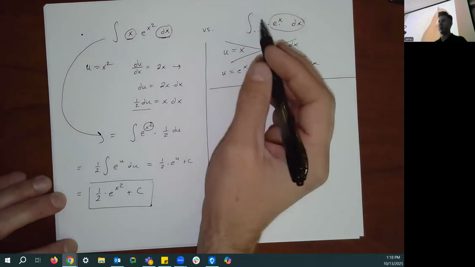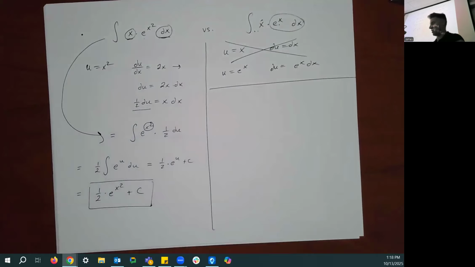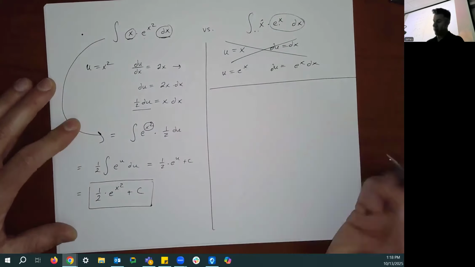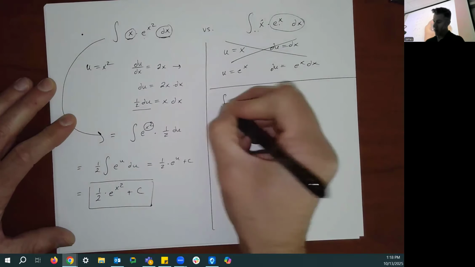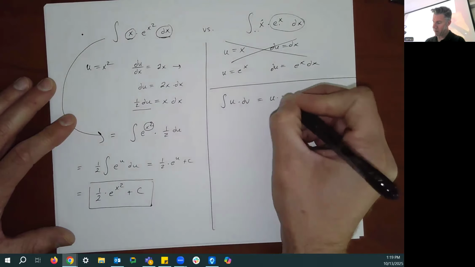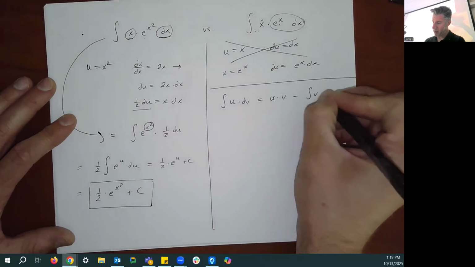So we're going to talk more about integration by parts here because someone asked me a good question and I want to explain it. So let's talk more about integration by parts. The usual setup is we're writing that the integral of u times dv is equal to u times v minus the integral of v times du.